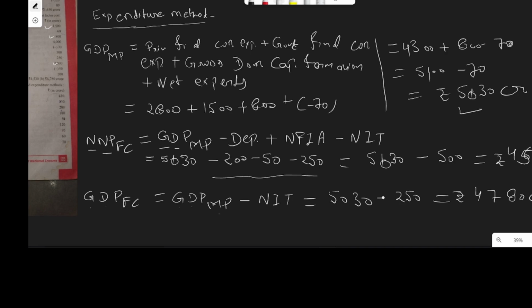That's it. In this way, we have found GDP FC as well as NNP FC, starting by GDP MP. The next sums will be done in the next video.